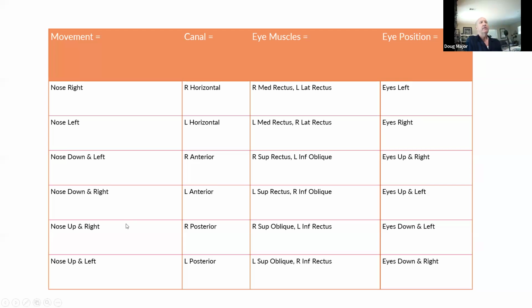And here's a table that helps you understand, as we move the nose to the right, which muscles are affected, nose to the left. And of course, very easy, right to left. It's just the up and down. But isn't it amazing the hardwired nature of the canals to eye movements and eye position?